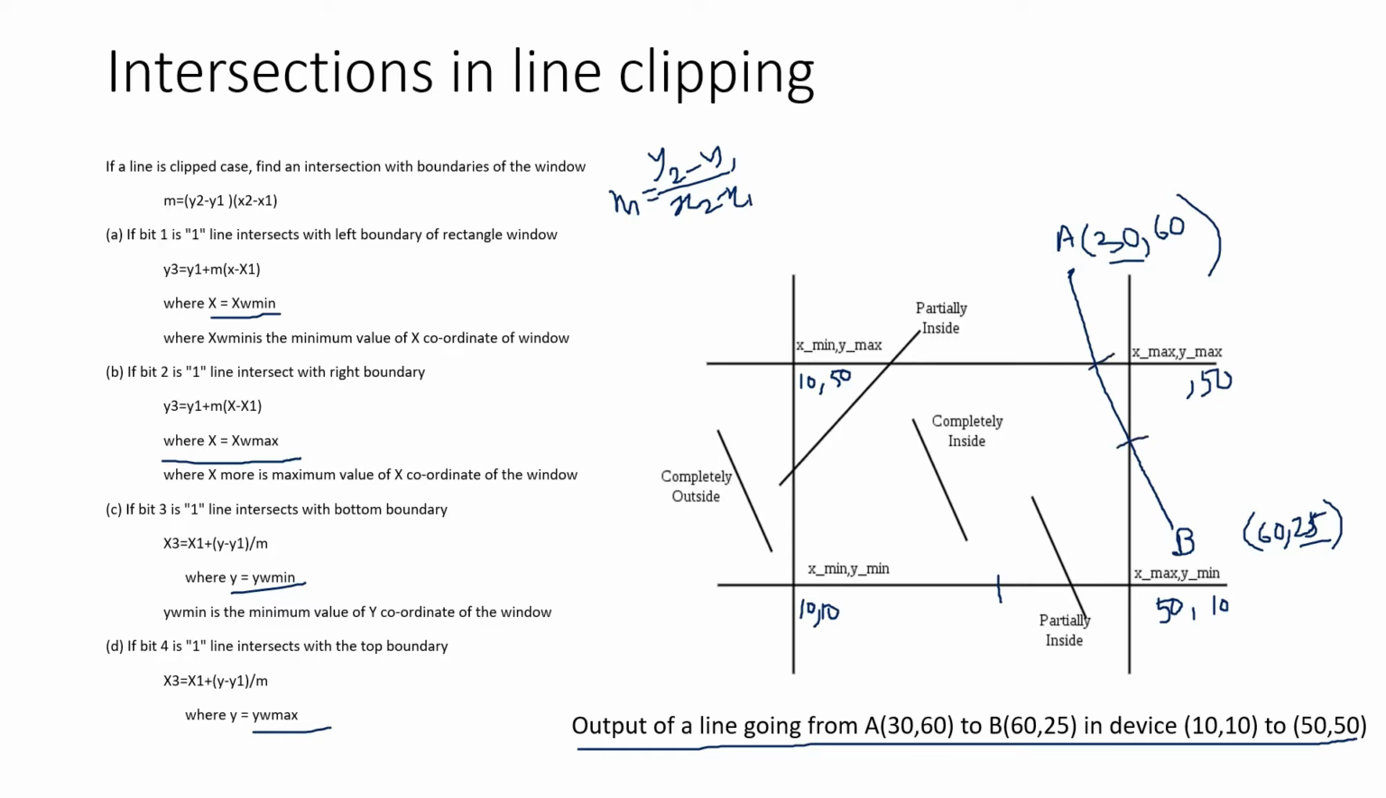Now we just have to calculate these 2 points. In order to calculate these 2 points, we have to find out which case will be applied here. So let's say that this is going to be A dashed, and this is going to be B dashed. Let's first try to evaluate the value of A dashed. In case of A dashed, you can see that it started from 30 comma 60, and it is going to 60, 25.